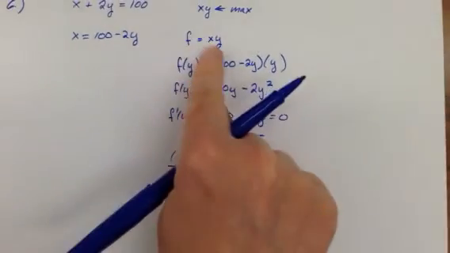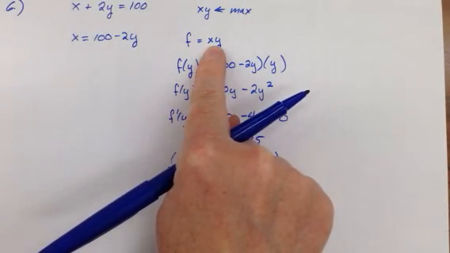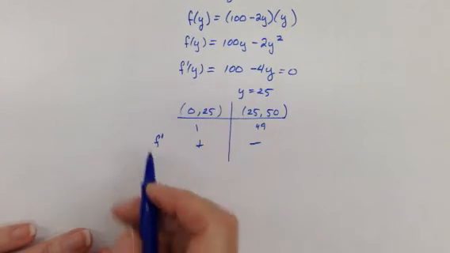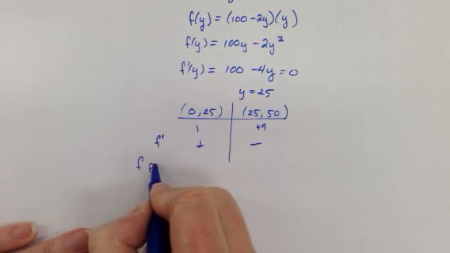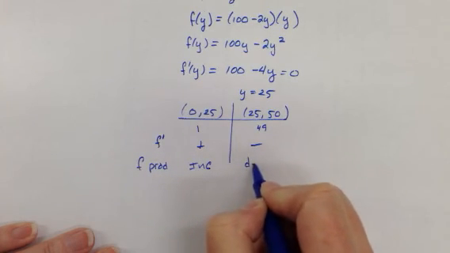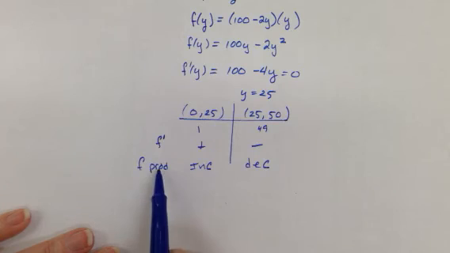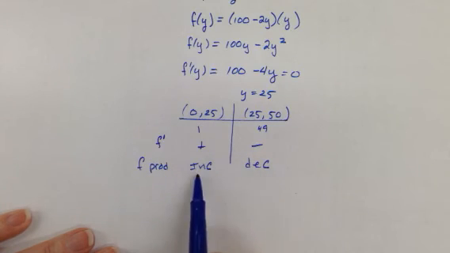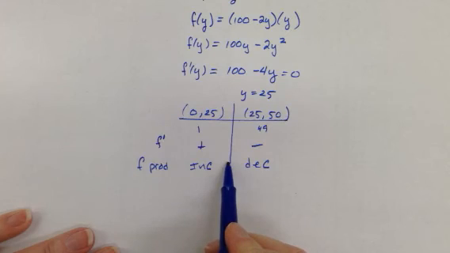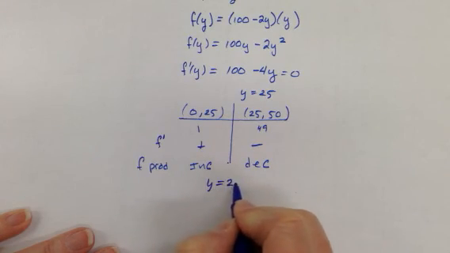F stood for the product. F is the product. So f prime being positive means f, the product, is increasing followed by decreasing. If the product is increasing followed by decreasing, uphill followed by downhill, y equaling 25 will cause the product to maximize. So y is 25.